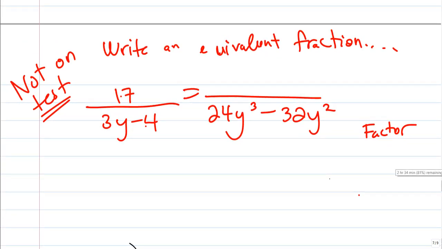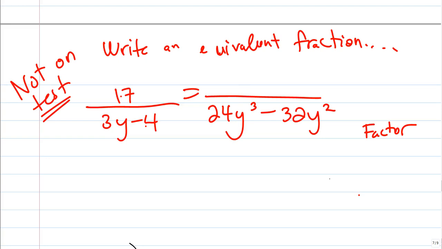This is not on the test, but there are a couple of these in the homework. I think they're interesting because they get us thinking about equivalent fractions and changing denominators. So I do leave this in the homework, but I will not test you on this. It really is prepping you for a skill that we're going to be using. Okay? So how does 17 over 3y minus 4 turn into something over 24y cubed minus 32y squared?